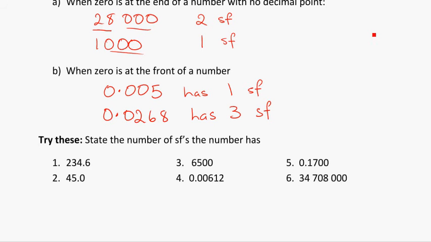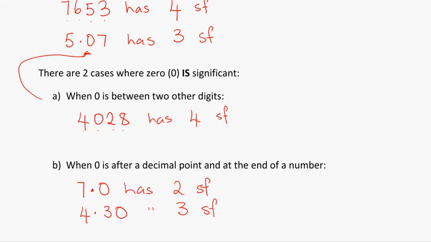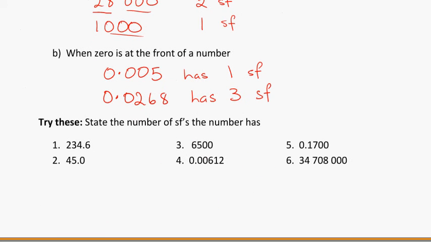Right, so that's the rules about significant figures. Try these ones and state the number of significant figures the number has. Okay, number 1. 1, 2, 3, 4. So I'll put the number in brackets. 4 significant figures. Number 2. 1, 2, and yes, that one's counted because it's after the decimal point at the end of a number, and so that is 3.